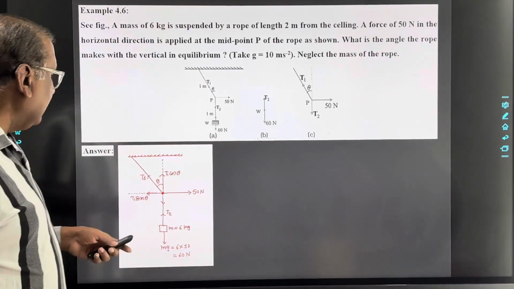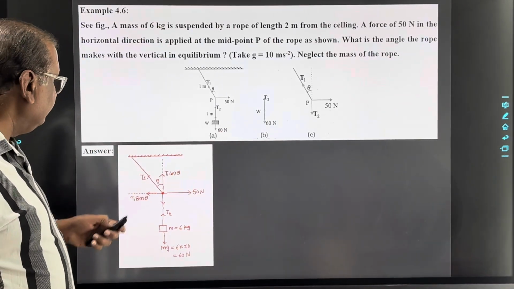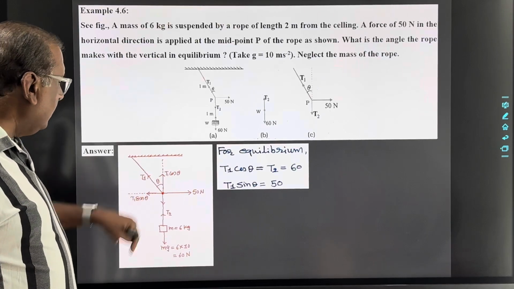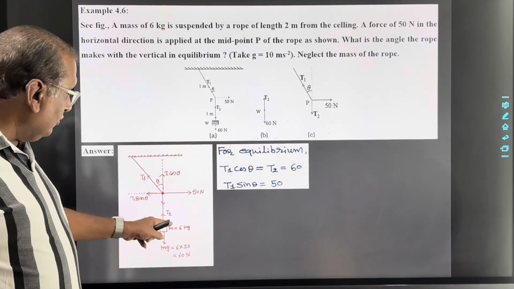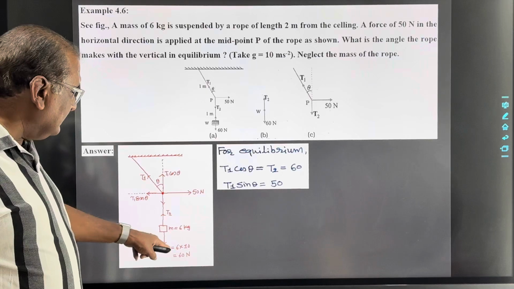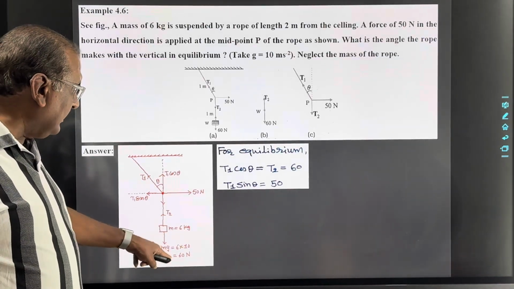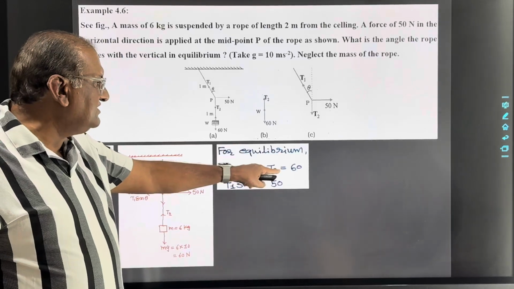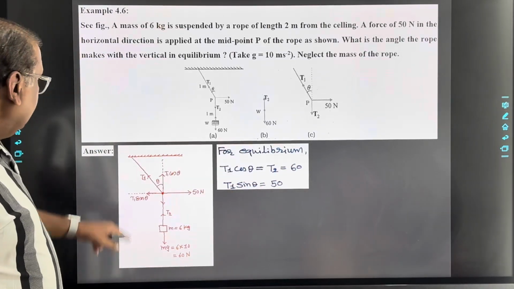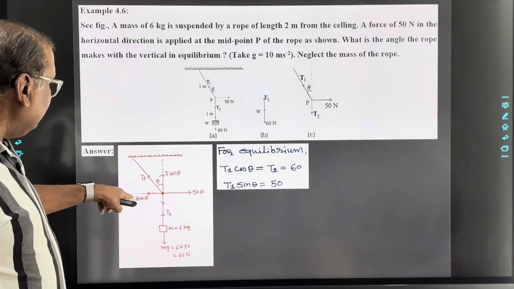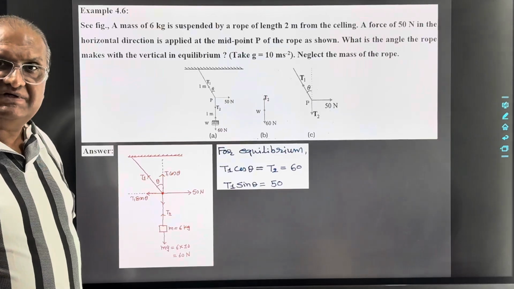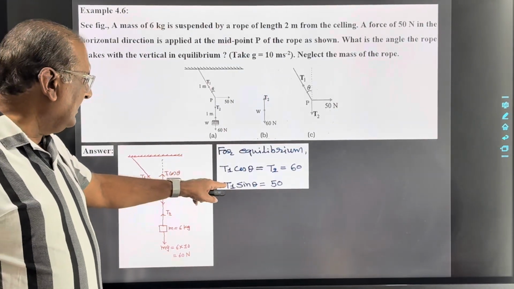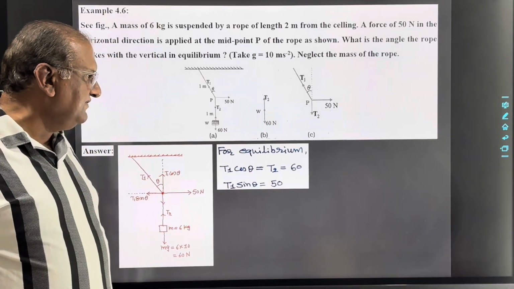So here we can write from the figure, T1 cos theta is equal to T2, but T2 is the weight, and weight is mg, that is 6 into 10, that is 60 Newton. So we can write T1 cos theta is T2, that is 60. And in x direction, T1 sin theta and 50 are in opposite direction. So both should balance each other. So we can write T1 sin theta is 50.